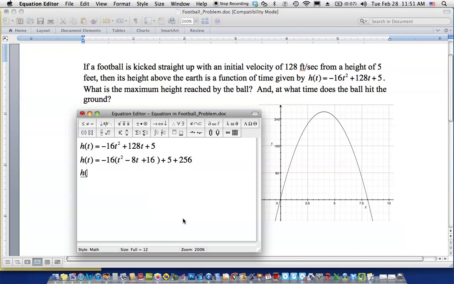So let's see what the next step is for completing the square. Now we actually can write the completed square, and it becomes t, and remember it's half of negative 8, so it's negative 4, squared, and then it's plus 3, what is that, 261?